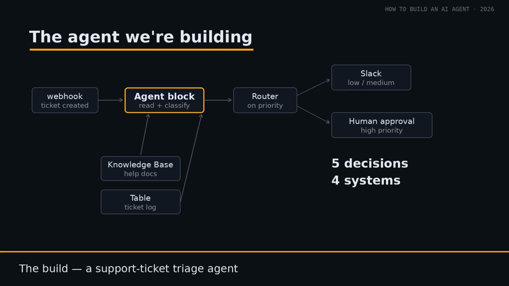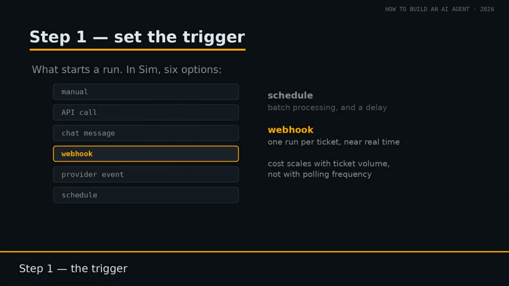That's 5 decisions and 4 systems, small enough to build in one sitting, complete enough to exercise every part of a real agent. Step 1, set the trigger. The trigger is what starts a run. In SIM, a workflow can be triggered manually, by an API call, by a chat message, by a webhook, by a provider event, or on a schedule. For ticket triage, the trigger is a webhook. The help desk posts the ticket to a URL the moment it's created.